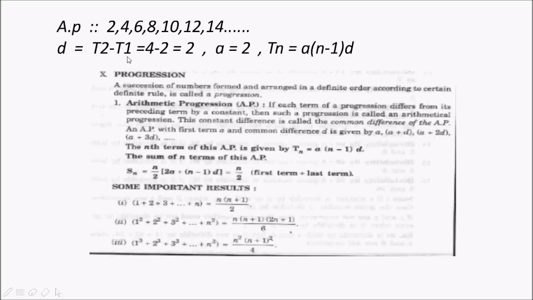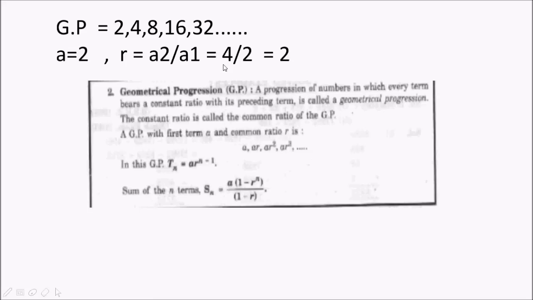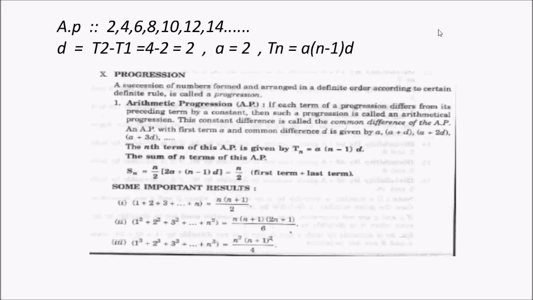So the difference is equal to t2 minus t1, that is term 2 minus term 1. It might be term 3 minus term 2. So 4 minus 2 equals 2. A is the first digit of the number, and Tn is the nth term. If you want to find the fourth term of a series 2, 4 and so on in arithmetic progression, A equals 2, n minus 1 equals 3, and the difference equals 2.